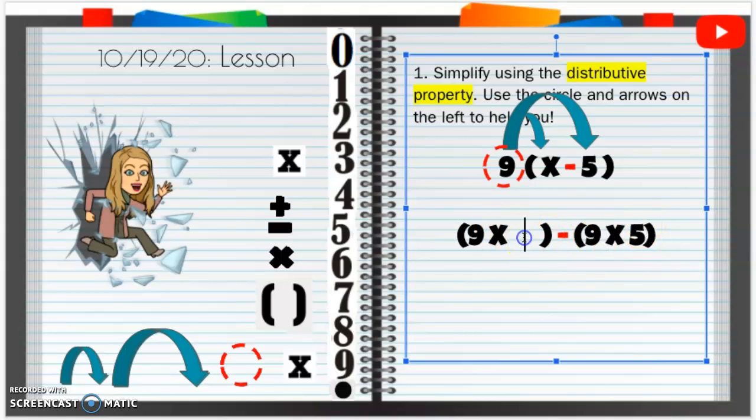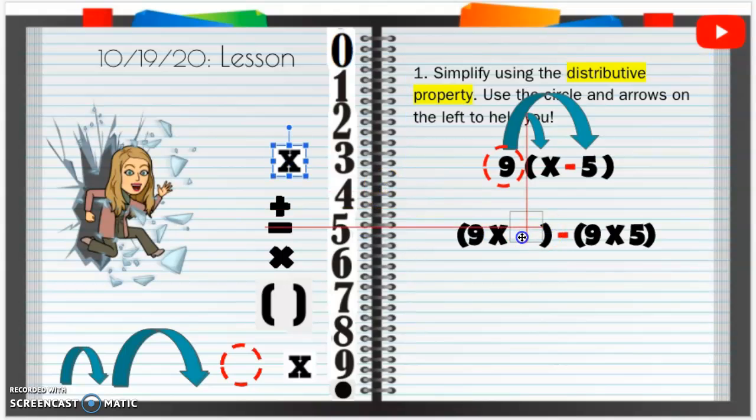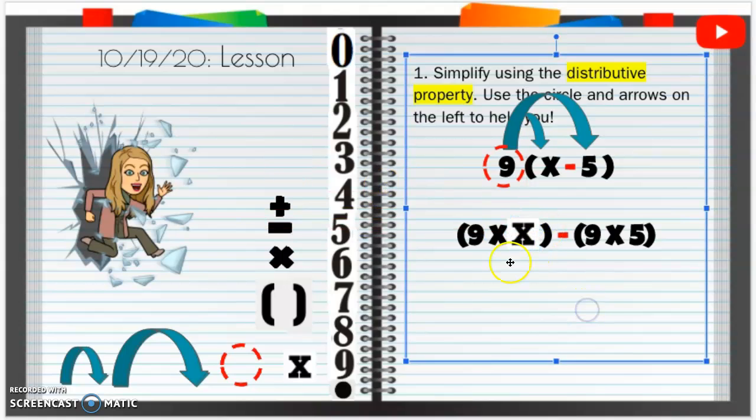All right, now we're going to have 9 times that x. I'm going to put that x back in there so we can see it a little better. There we go. So 9 times x. When we have 9 times x, I know that 9 times x is just 9x, because of what I was saying before. Now we have 9 times 5. 9 times 5 is 45.